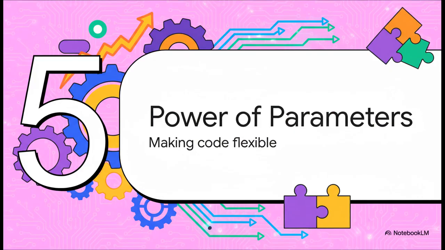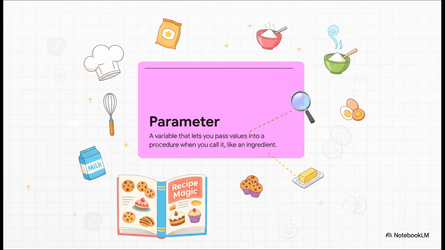This is where we level up. To make our procedure not just reusable, but also flexible and smart, we need to add one more incredibly powerful idea. And that idea is the parameter. Let's go back to our recipe analogy. A parameter is like a customizable ingredient. Your recipe might say add some sugar, but a parameter lets you tell the recipe exactly how much sugar to add each time you use it. It makes that one recipe adaptable for different tastes.